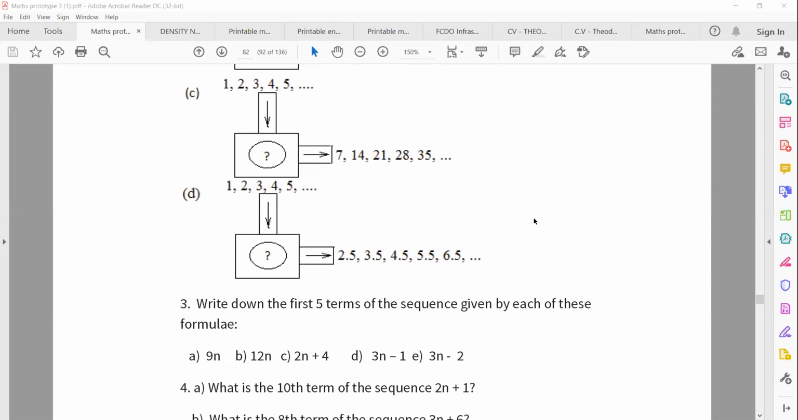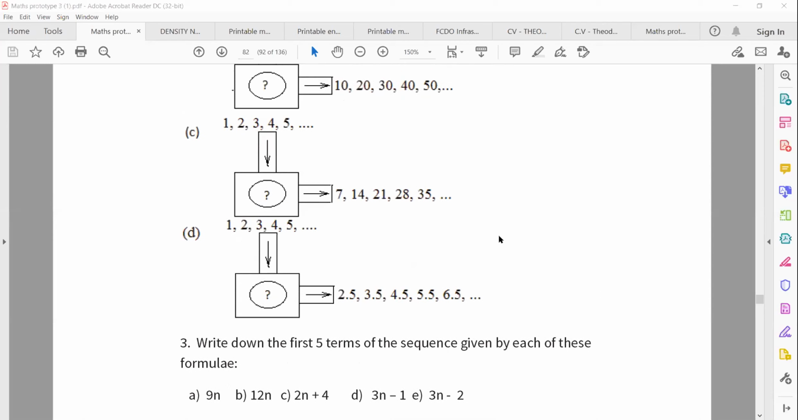So that was question 2. Teacher, before you leave that, on C, can't you just say 6n plus 1? Yes, here in the box, you put 6n plus 1. Yes, you have to get these ones. That's like getting a general rule for the nth term that can help you get the nth term.